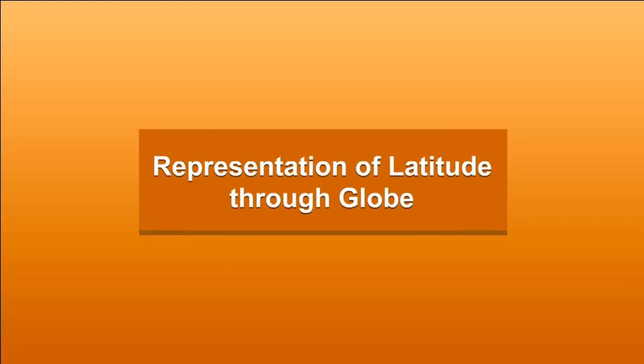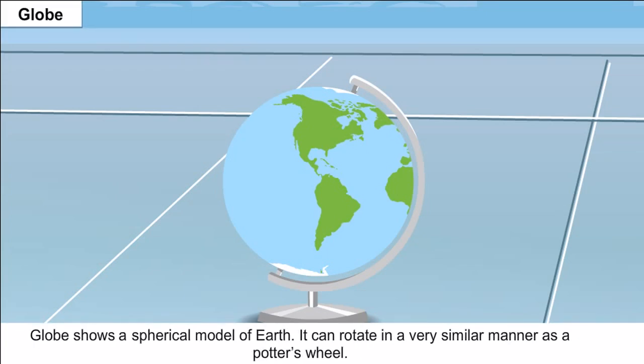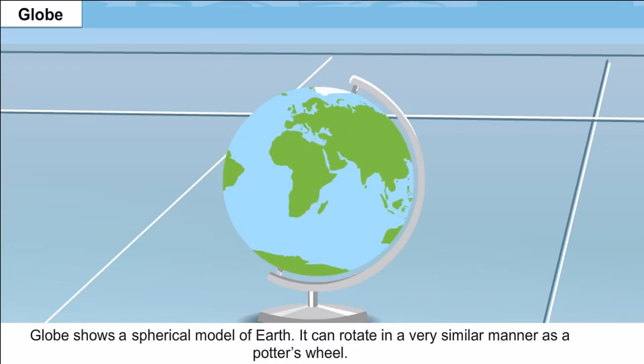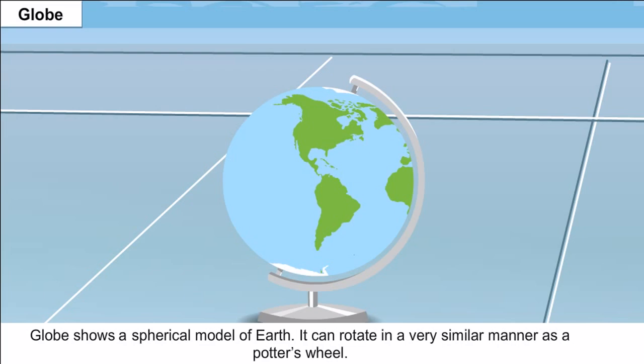Representation of latitude through globe. Globe. Globe shows a spherical model of Earth. It can rotate in a very similar manner as a potter's wheel.